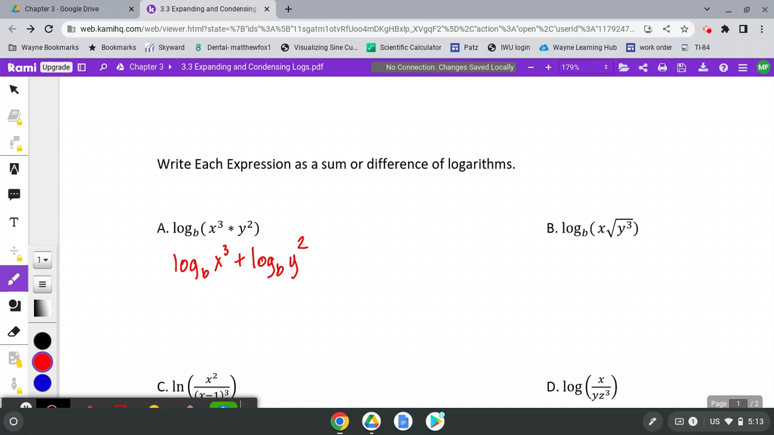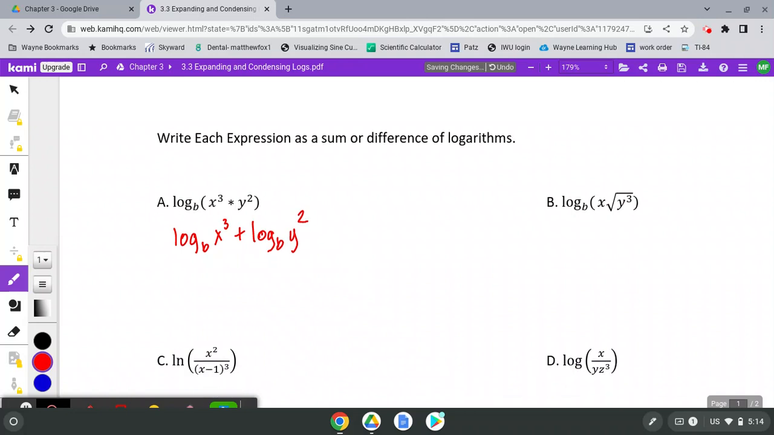And I want to point something out. Anytime it's in the numerator, technically these are both over 1. They're going to be positive. So if I wanted to, I could put a plus sign out there. I don't need to because it's positive. We can see that. Now we would not be done here because this one is raised to the third and this one's raised to the second. We can now use our power rule to rewrite that as our final answer, 3 log base b of x plus 2 log base b of y.